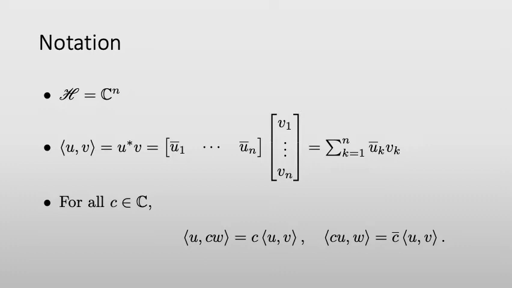We use the same notation. The space will always be finite-dimensional. The inner product is linear in the second variable and conjugate linear in the first variable. A column vector in Dirac's notation is a ket vector. A row vector is a bra vector. Ket bra gives a rank 1 operator.